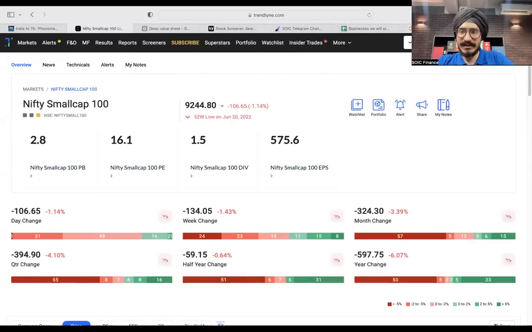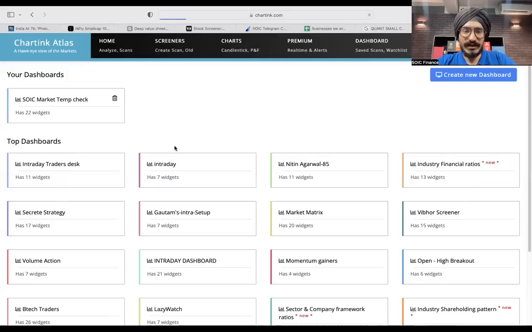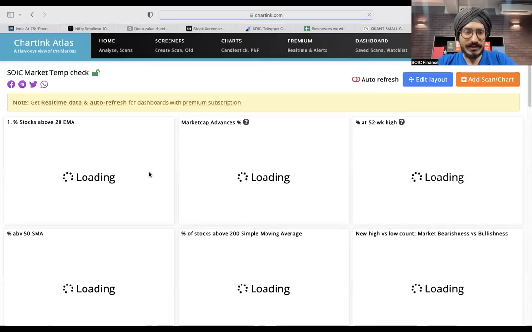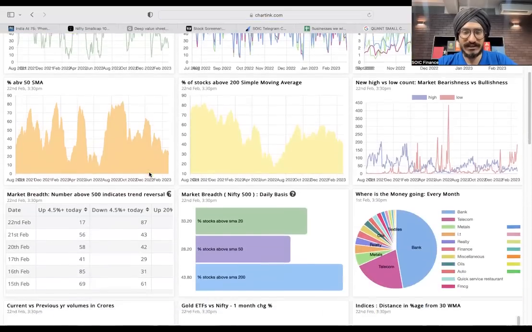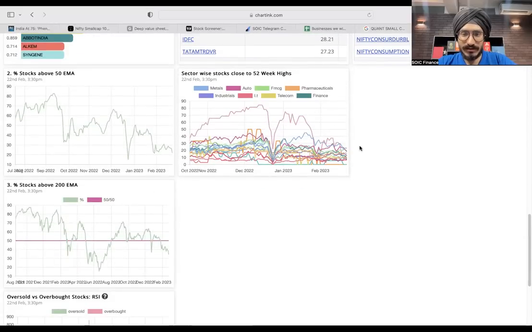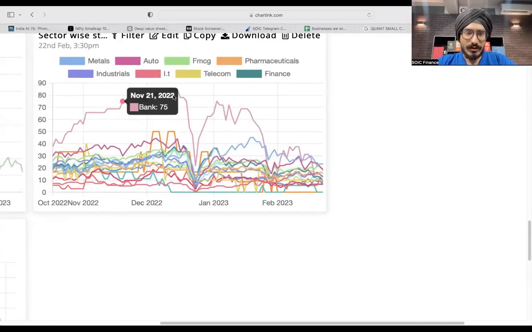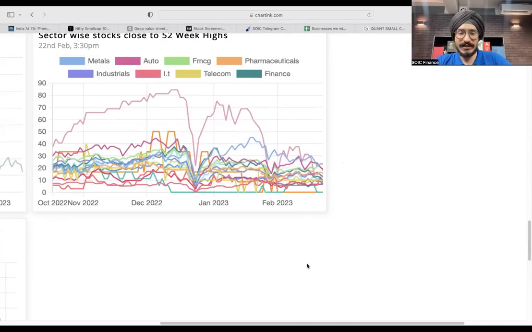जैसे हम चार्टिंग नाम की अगर वेबसाइट पे देखते हैं, so चार्टिंग नाम की वेबसाइट पे देखते हैं again. So over here you'll see the market temperature check, I'll send this to you after the session is over. All of you should basically do this with me. तो क्लियरली पहले बैंक्स का आउट परफॉर्मेंस चल रहा था, राइट?